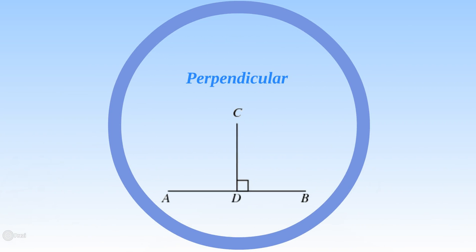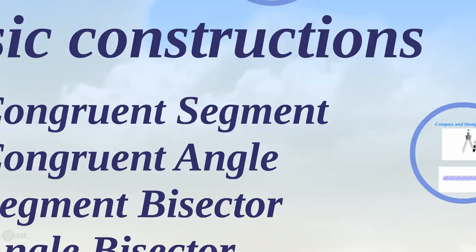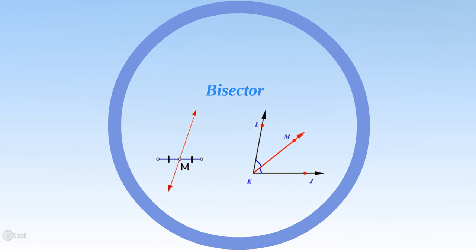When a line is considered to be perpendicular, it is at an angle of 90 degrees to a given line, segment, ray, or plane. A bisector is something that cuts something else in half.